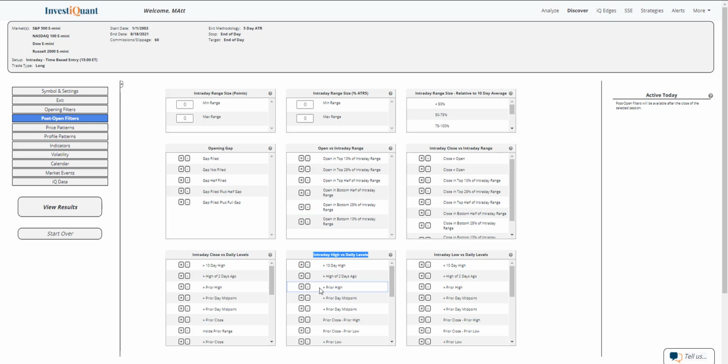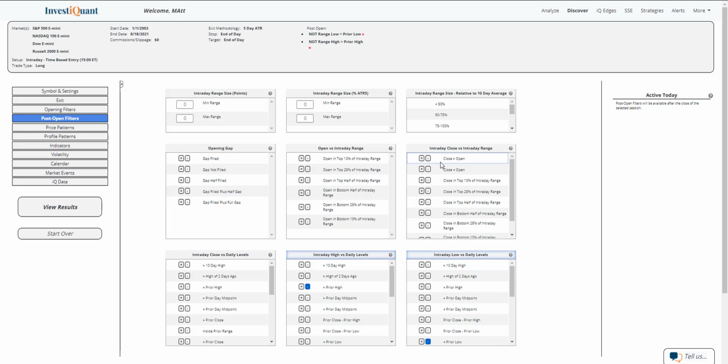And where it says greater than prior day high, we're going to say that the intraday high is not greater than the prior day high. So that's a not statement. I'm going to hit the minus button there. And then I'm going to do the same thing with the intraday low, but go down to the prior low. So I'm going to say the intraday low is not less than the prior day low. So that creates an inside day.